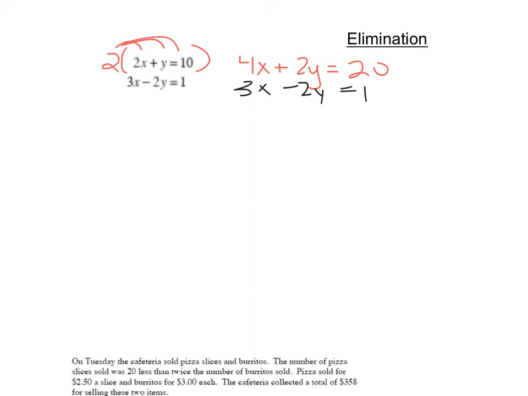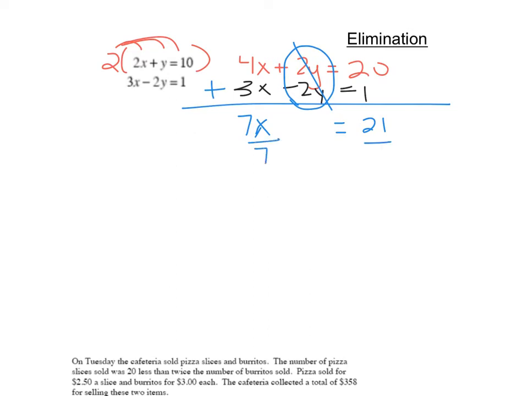Now, if I try to add the two equations together, the y's should eliminate. 4x plus 3x is 7x. Positive 2y and negative 2y eliminates the y's. And then 20 plus 1 is 21. Last step to get the x by itself, divide by 7, and we have x equals 3.